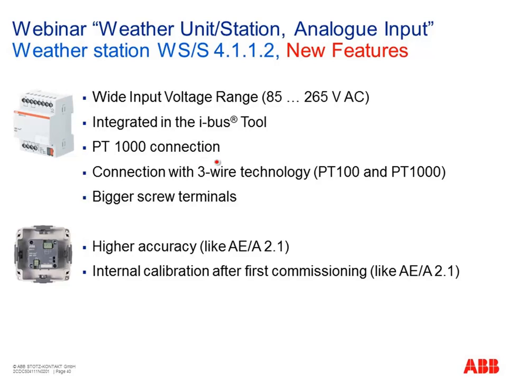Let's summarize the new features. Wide input voltage range, IBUS tool support, PT1000 connection, which was not available before, only PT100 in the former version. 3-wire technology can be connected for PT temperature sensors, again bigger screw terminals, and the accuracy has been improved compared with the old device. It's now on the same level as our analog input for decentralized installation, AEAS 2.1. So there's also an improvement.